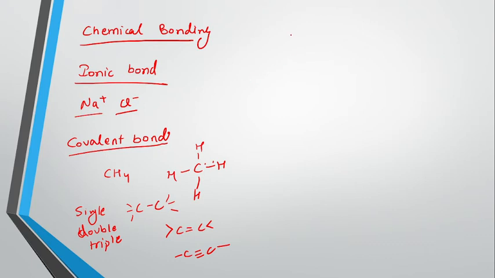Now there are also hydrogen bonds. As I told earlier, hydrogen bonds involve the atoms with high electronegativity and hydrogen. So if there is an atom of high electronegativity, for example, oxygen, nitrogen, fluorine, then they will be involved in the hydrogen bonding.